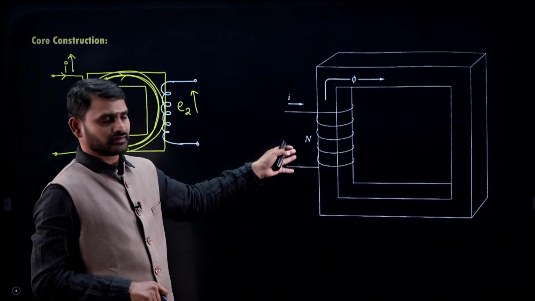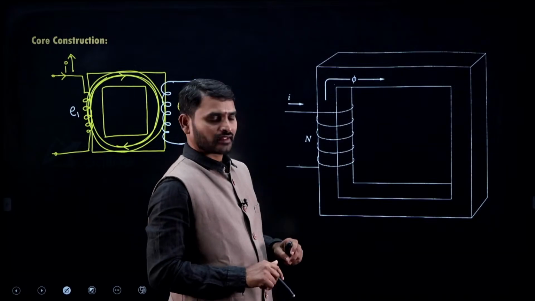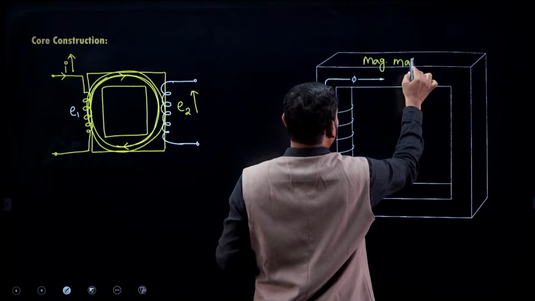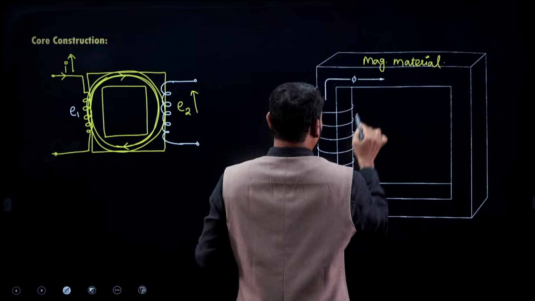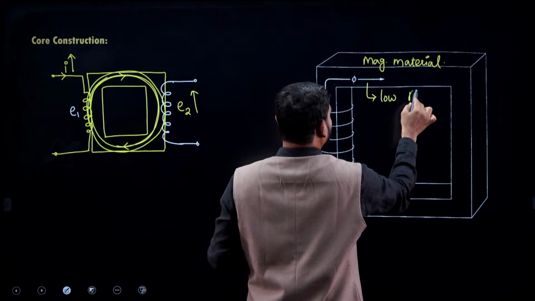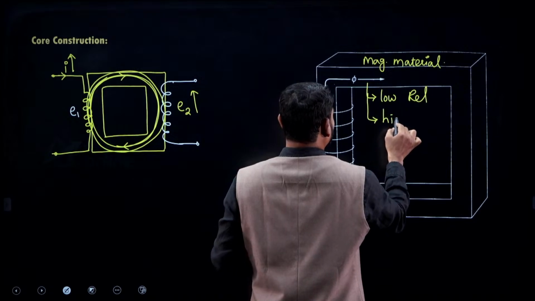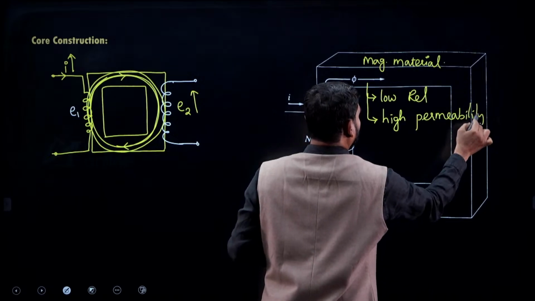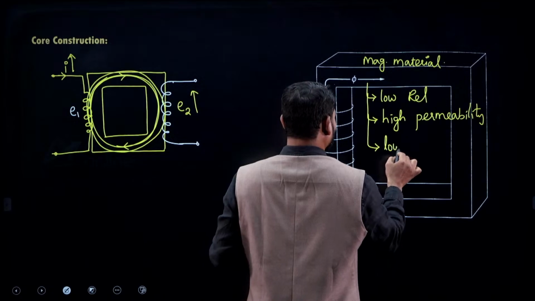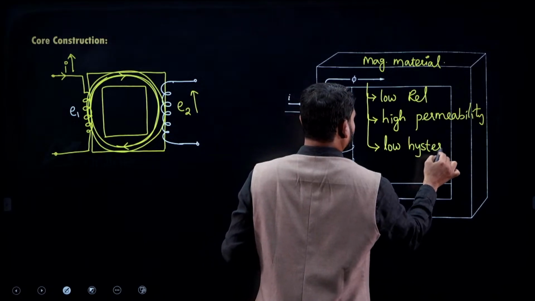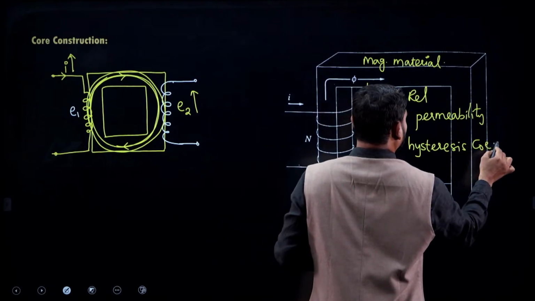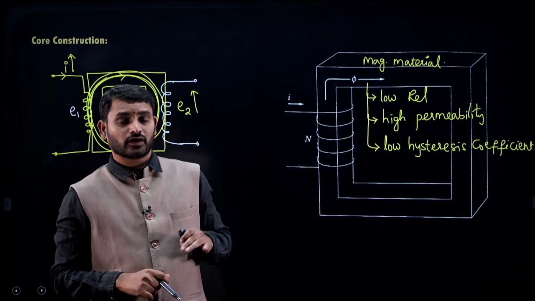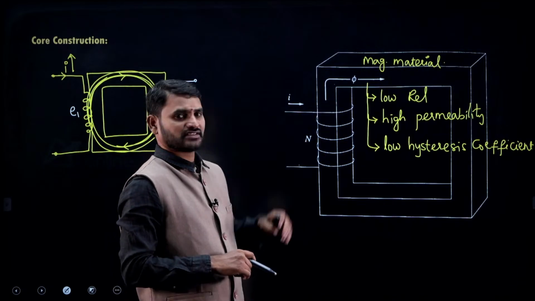So, if you see this core, this is how I can show you the flux direction. How should it be designed? It must be a magnetic material, no doubt. How should this magnetic material be designed? It should have low reluctance, it should have high permeability, and along with that it should have a low hysteresis coefficient. So, these are the three main features for a core. The core should possess these three main features.